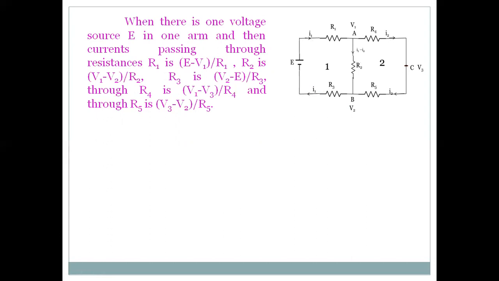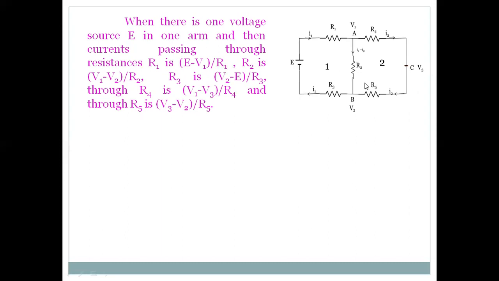When we apply Ohm's law, I is equal to V by R, where V is the potential difference. Now, in this resistance R1, the potential difference across this resistance is E minus V1. Now current I is equal to (E minus V1) by R1. That is the current which is passing through the resistance R1.